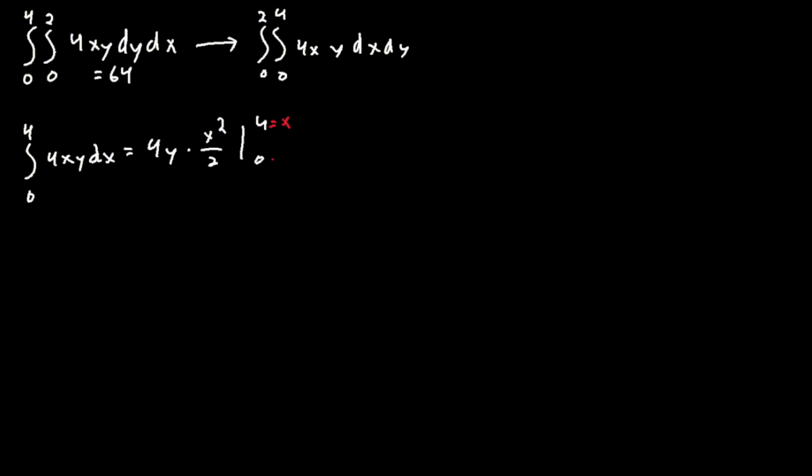Set these equal to x. And then we substitute x, 4 and 0 in. So if we substitute 4 and 0 in, we get 4 squared, which is 16, divided by 2, which is 8. So it's 8 times 4y, which is 32y. And 0 turns everything to 0. Now we have 32y. We can integrate with respect to y. So 32y dy is equal to 16y squared, integrating from 0 to 2.